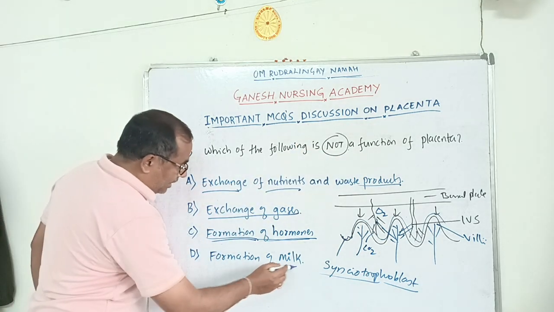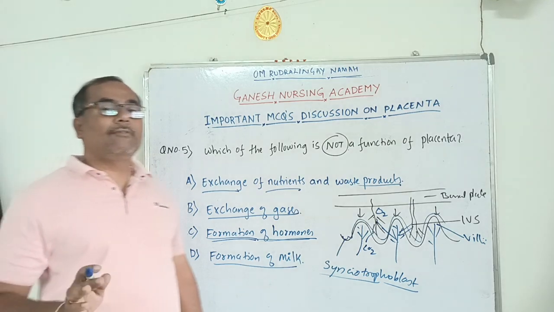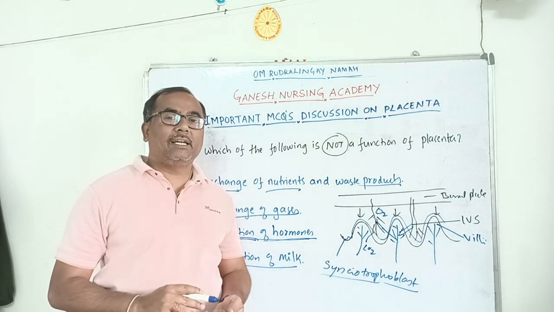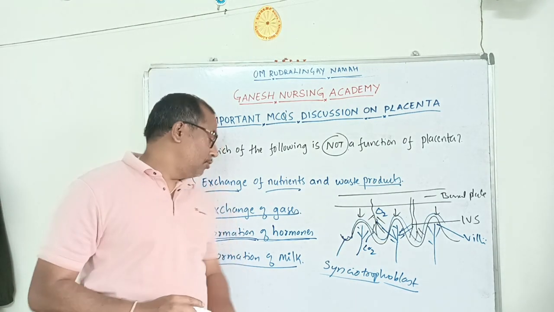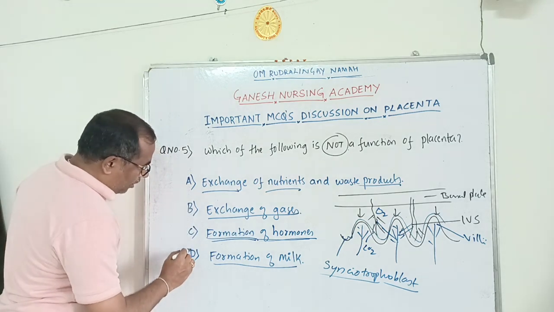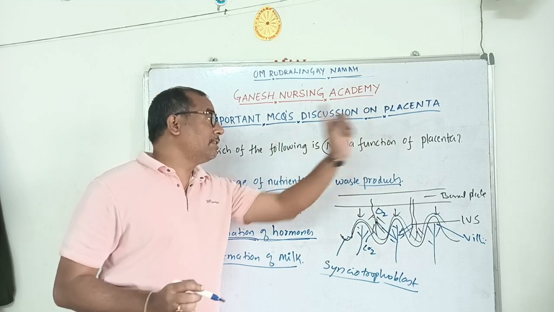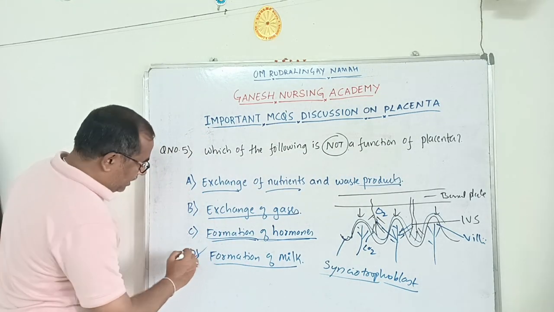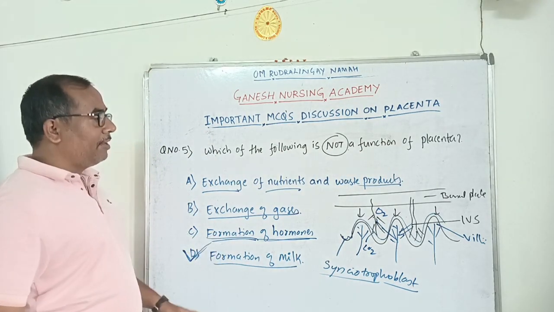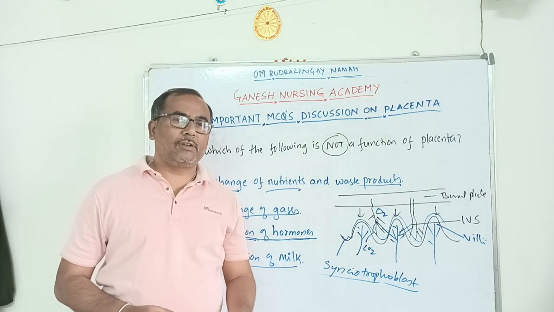Next, option D, the formation of milk, is not a function of the placenta. The placenta will never make milk. So option D, formation of milk, is the right answer here, since they asked which of the following is not a function of the placenta. I hope this concept is clear for you.